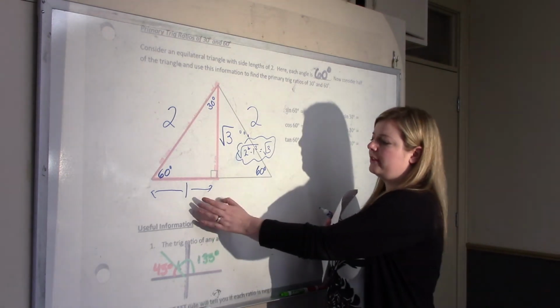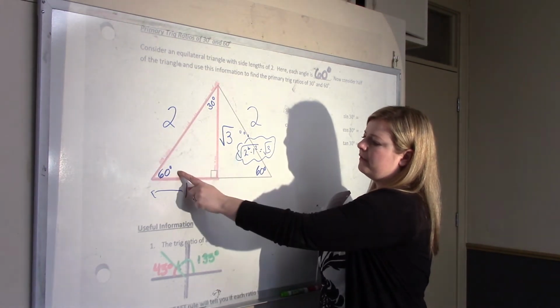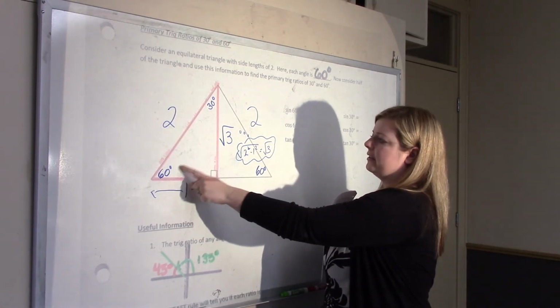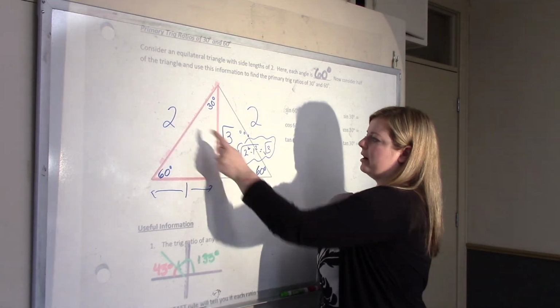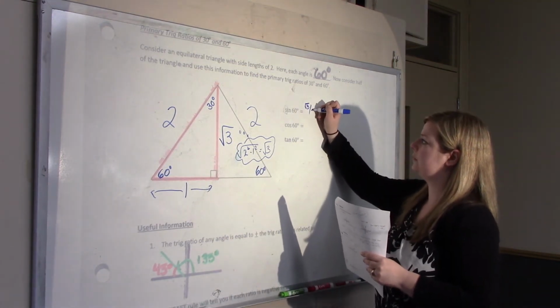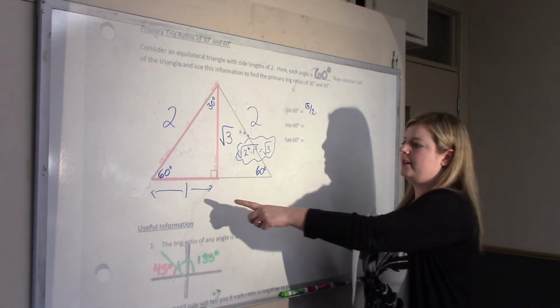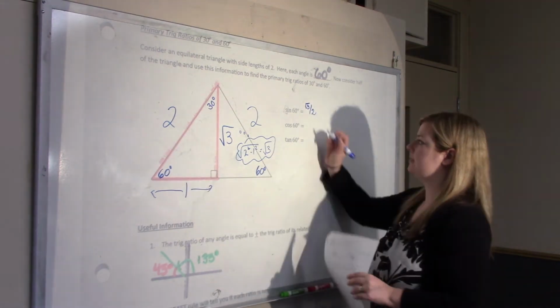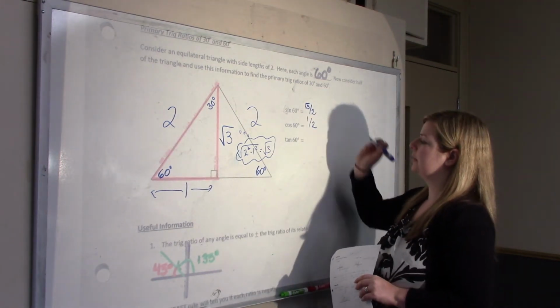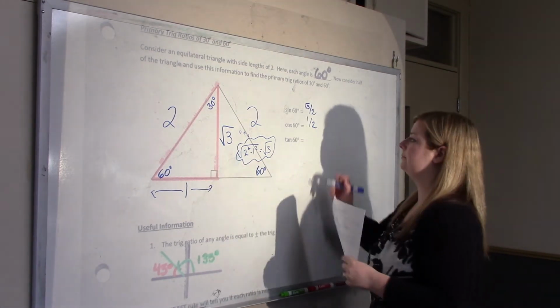So we know that the ratio of these sides is going to be 1 to root 3 to 2. Therefore, the sine of 60 degrees is going to be opposite over hypotenuse, so root 3 over 2. The cos of 60 degrees is 1 over 2, adjacent over hypotenuse. And the tan of 60 degrees is root 3 over 1, so root 3.